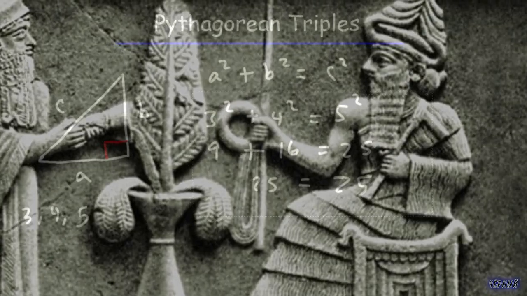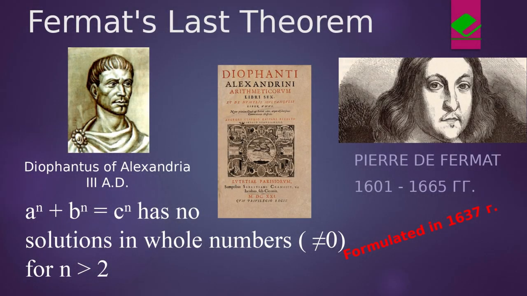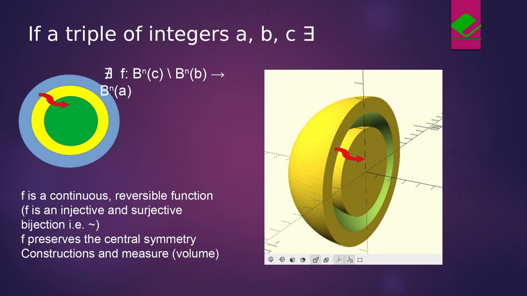Fermat's last theorem states that Pythagorean triples exist only in the plane. Proving the opposite, let's try to visualize in volume. This is a small ball with radius 3. This is a medium ball with radius 4 centimeters, and this is a large ball with radius 5 centimeters.